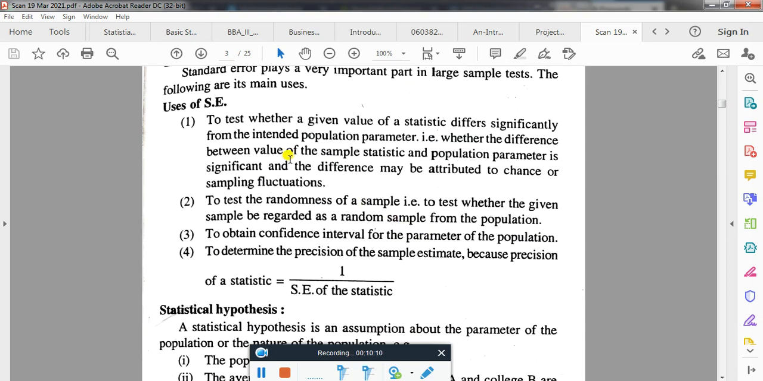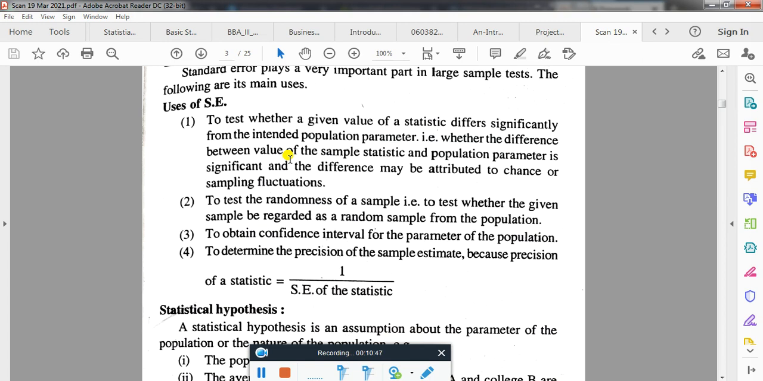Use of standard error: to test whether the given value of a statistic differs significantly from the intended population parameter. Whether the difference between the value of the sample statistic and the population parameter is significant, or the difference may be attributed to chance or sample fluctuation. जो मैंने एग्जांपल दिया अभी अहमदाबाद मुंबई का, वैसे एग्जांपल्स आपको डिस्कस करने हैं, then you may apply this. Now, test the randomness of a sample, that is, test whether the given sample can be regarded as a random sample from a population.